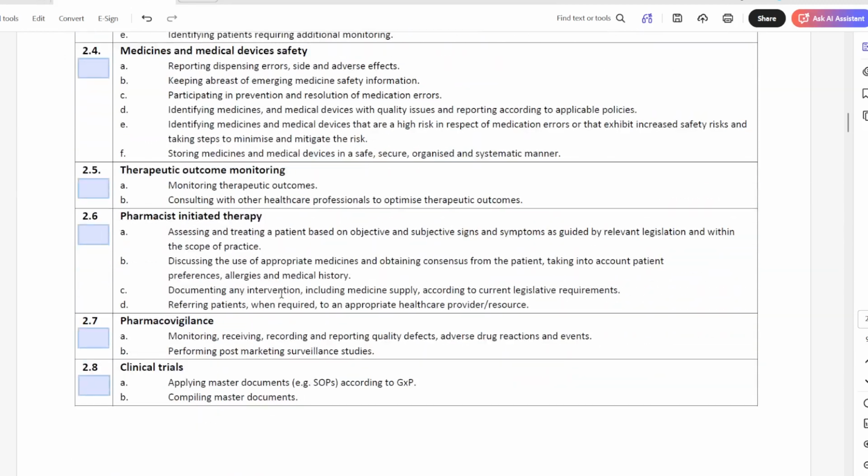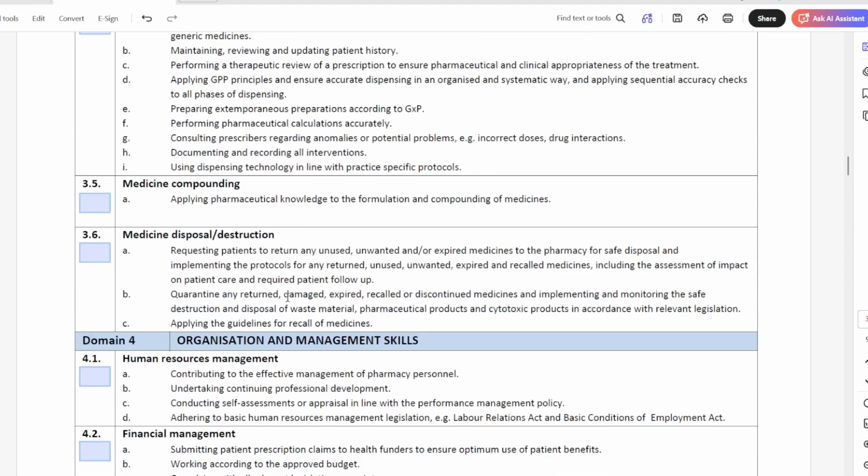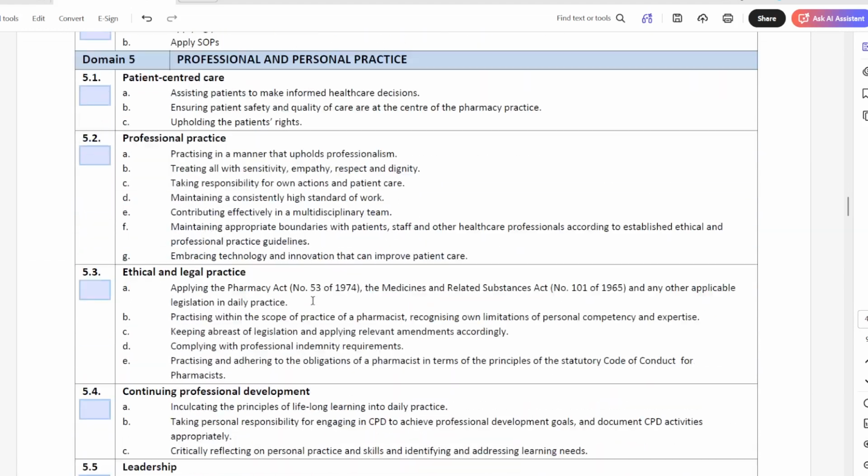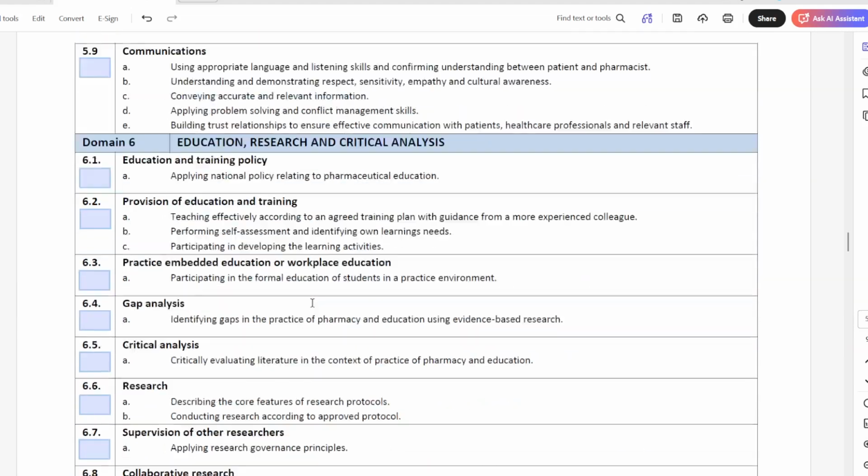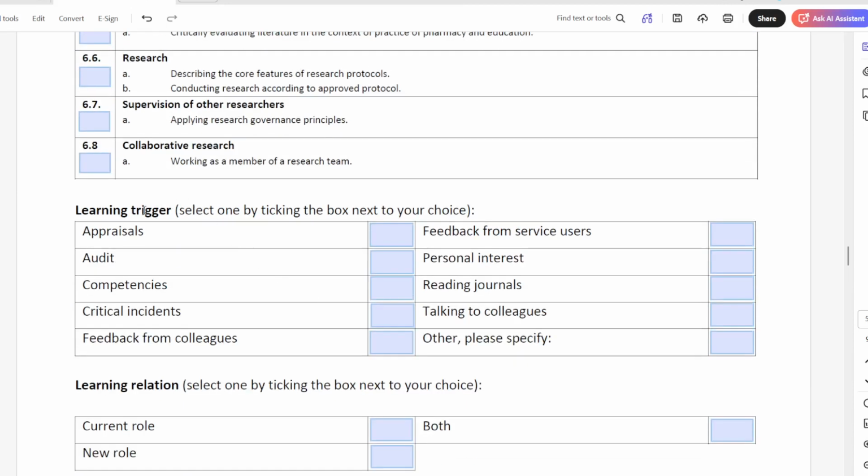And after that, as you scroll down, it allows you to choose, but I'm not going to focus on this. I just want to focus on the other questions that it asks. So on the learning trigger, it asks you to choose what triggered your learning. Is it an appraisal? Is it an audit? Is it competencies or something that you needed to do? Was it a critical incident that happened that made you feel like, hey, I need to do this? Was it feedback from colleagues, or were you asked by a colleague to do something? Was it feedback from the service users, which are the patients?